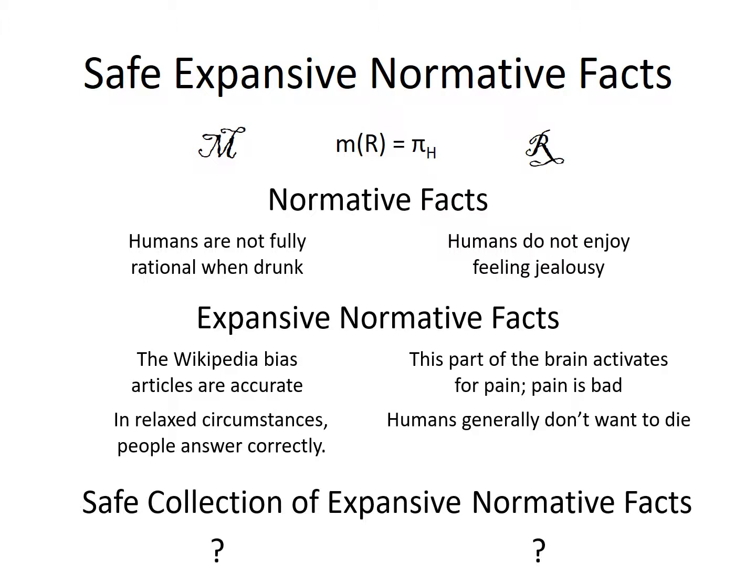Like humans generally don't want to die is very reasonable for some interpretation of generally. So if you take expansive normative facts that are sort of true, there's certain uncertainty, they might be wrong, there might be caveats and stuff like that. If you know how to weigh all these things and combine them together, you might be able to put together a safe collection of expansive normative facts and then use them as a basis with the knowledge of the human policy function to then get a safe or at least acceptable collection of possible human reward functions.